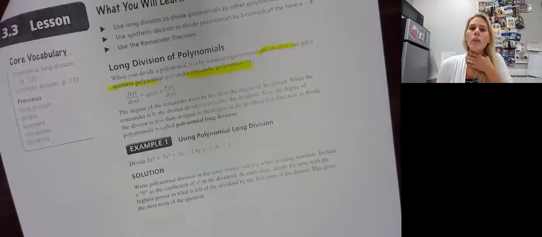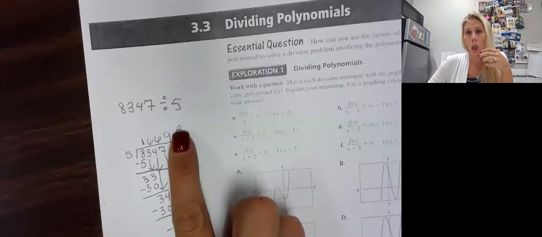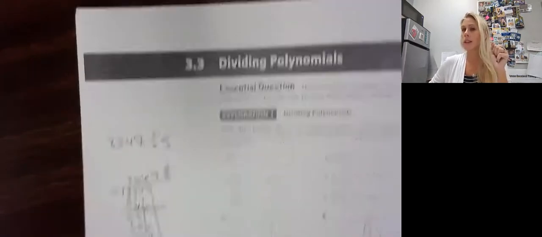The degree of the remainder must be less than the degree of the divisor. When the remainder is 0, the divisor divides evenly into the dividend. Also, the degree of the divisor is less than or equal to the degree of the dividend. One way to divide polynomials is called polynomial long division. Think about the problem we were just on. The remainder, in this case 2, had to be smaller than the divisor, which is 5. So when we talk about polynomials, the degree of that remainder has to be smaller.